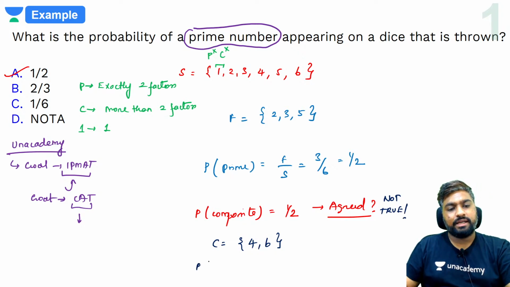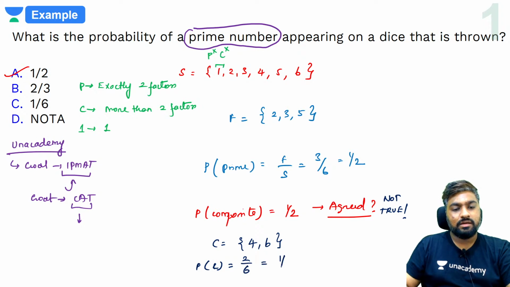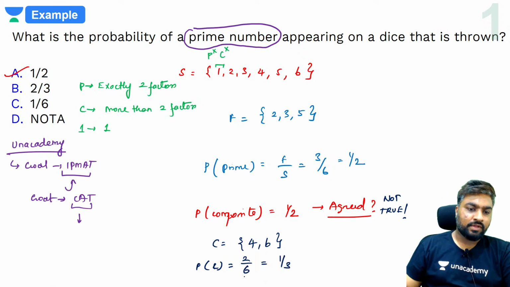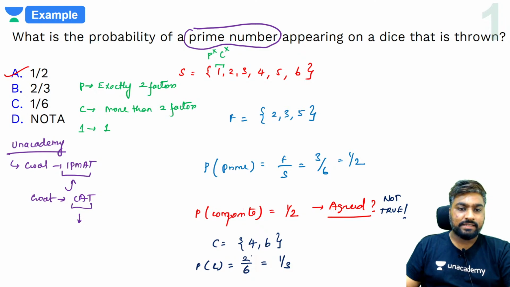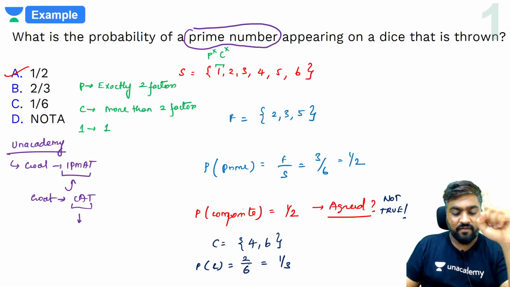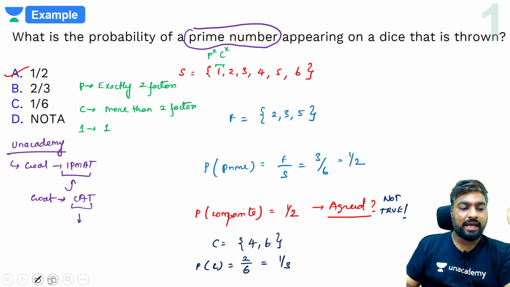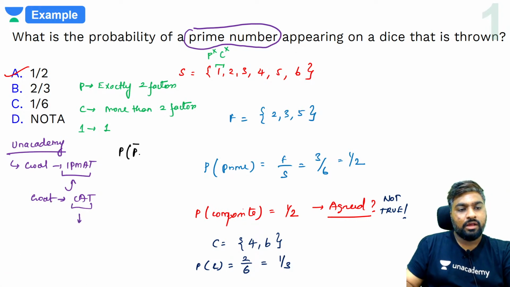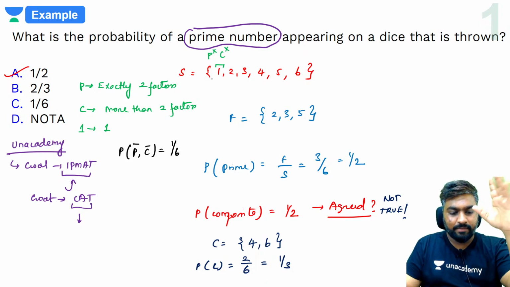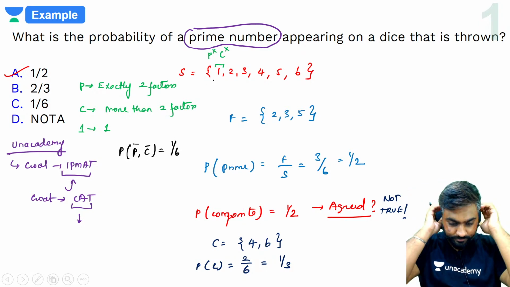Yes, so probability of a composite number will be what? 2 out of 6, which is 1 by 3. Got it? 3 out of 6, 2 out of 6, 1 out of 6 will be what? Not prime, not composite. Probability of not prime, not composite is what? 1 out of 6. This 1 is neither prime nor composite.